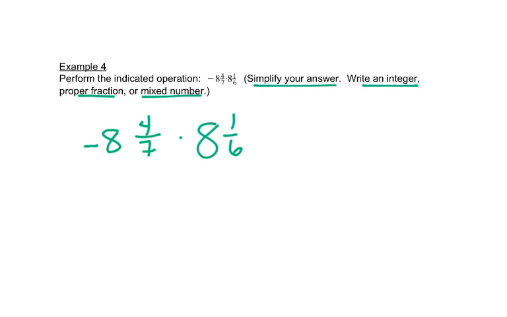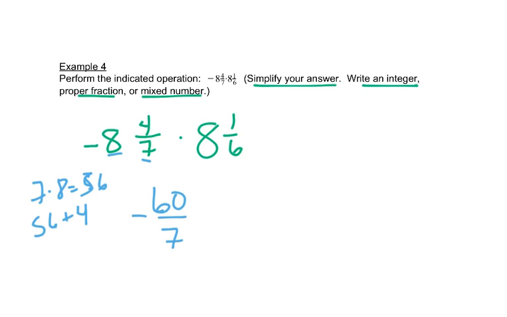We have to change it to an improper fraction first. So we take 7 times 8, which is 56, and then we add those extra pieces on top. So we have 56 plus 4, which gives us 60 over 7. Keep the negative out in front. We'll do the same thing with this other fraction. We take 6 times 8, which is 48. And then we take that 48 and we add that extra piece on top, which is 49.